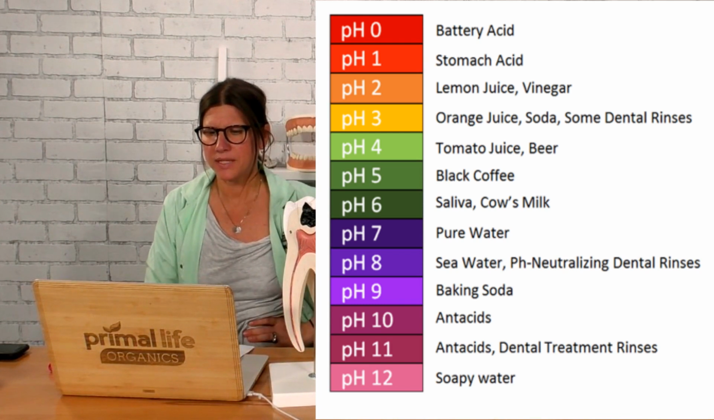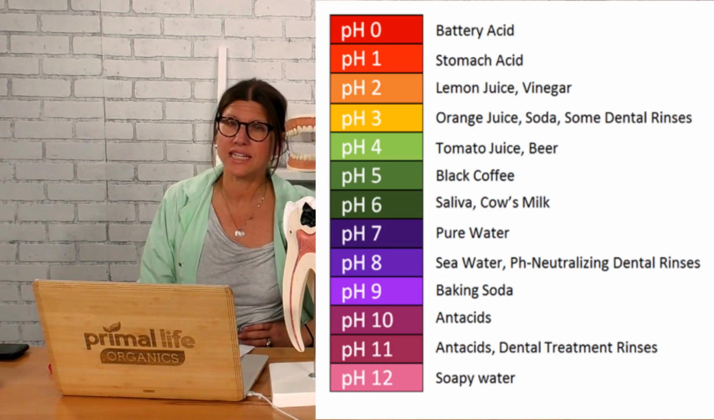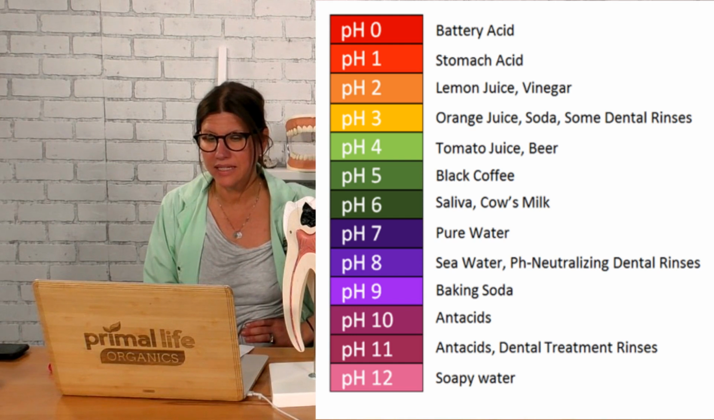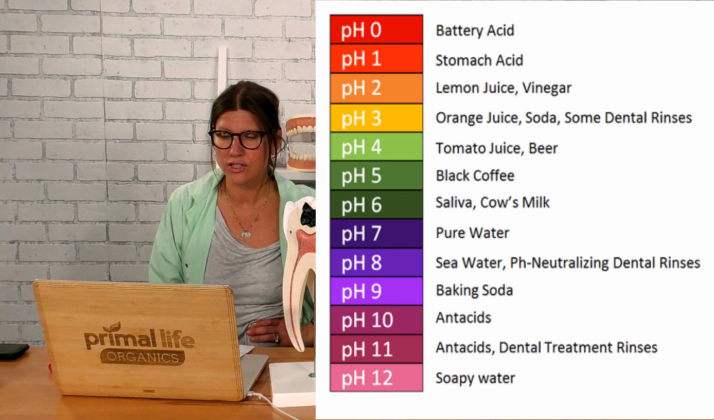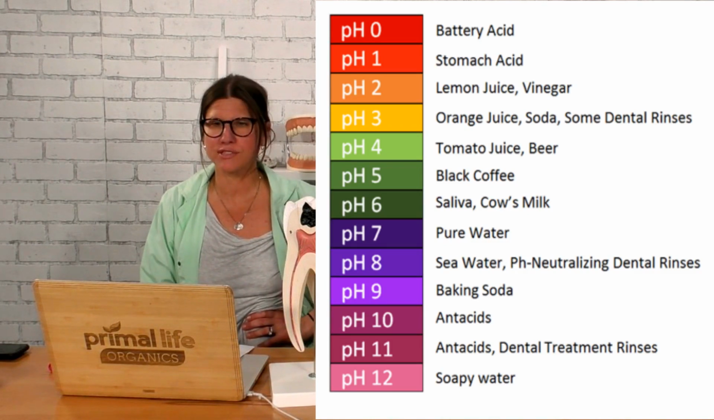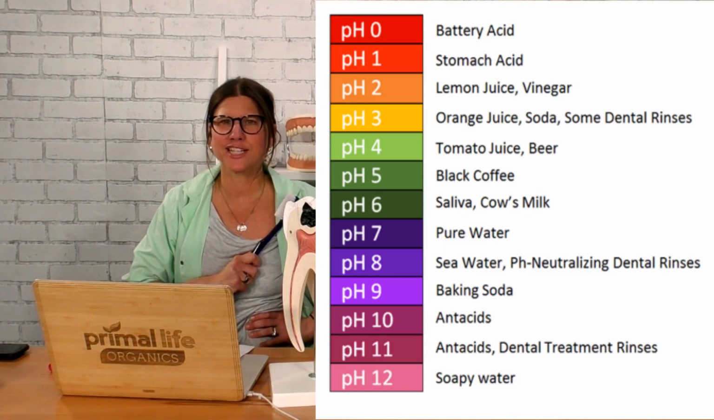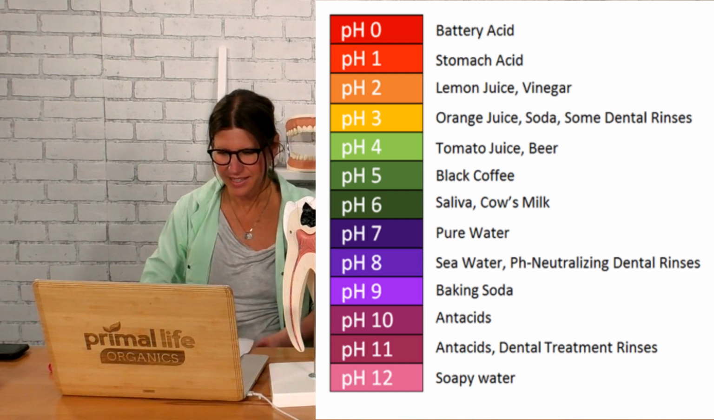Seawater and pH neutralizing dental rinses are around 8. Baking soda is 9. Antacids are usually around 10 or 11. Other dental rinses can be as high as 11. Soapy water is around 12. So when your mother said she was going to wash your mouth out with soap, she was actually doing you a favor because she was going to promote remineralization. So kind of funny, huh? All right. Thank you, Mike.